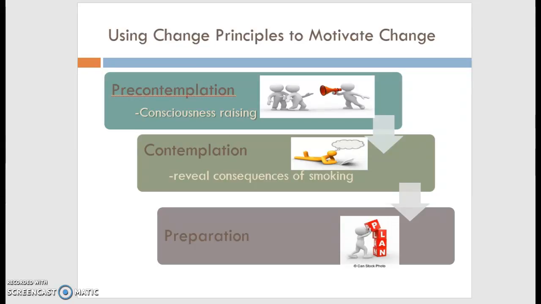In the contemplation stage, individuals are consciously aware of the need to change but haven't put plans in motion or performed any action of change. In this stage, it is important to expose the smoker to information about various negative aspects of smoking and force them to imagine the consequences to their health and wellness if their behavior doesn't change.